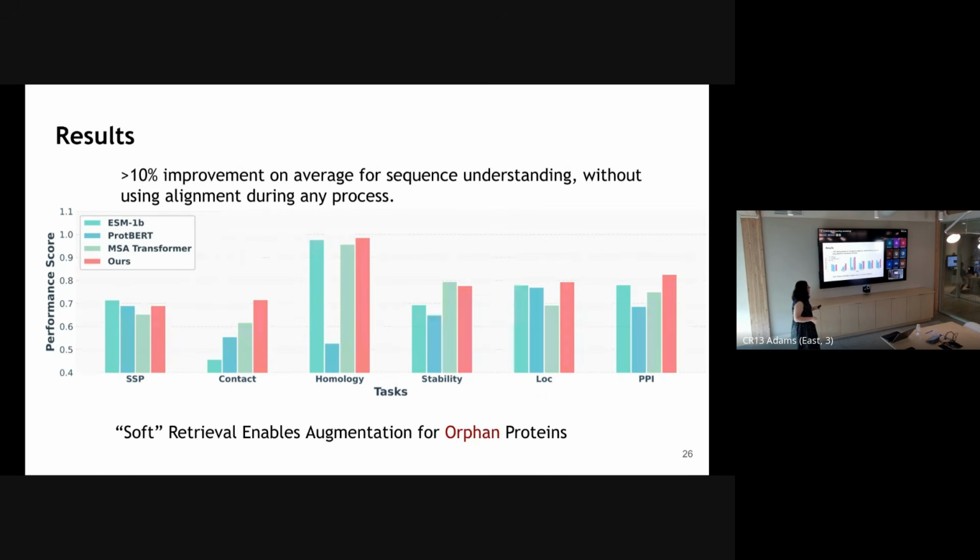for example, the structure or evolution information from other family proteins to help enhance the prediction for this kind of orphan protein. Using our method, we have achieved over 10% improvement on average for protein understanding without using alignment during any process, on a range of 6 tasks, including structure prediction tasks and protein engineering tasks.